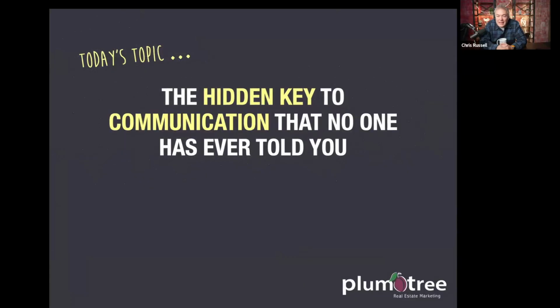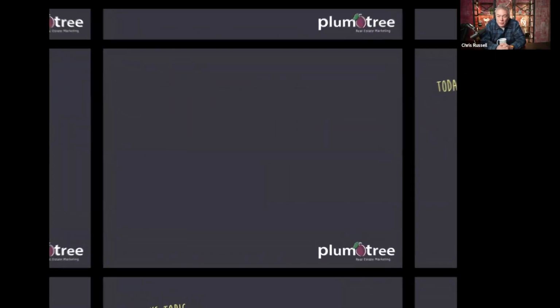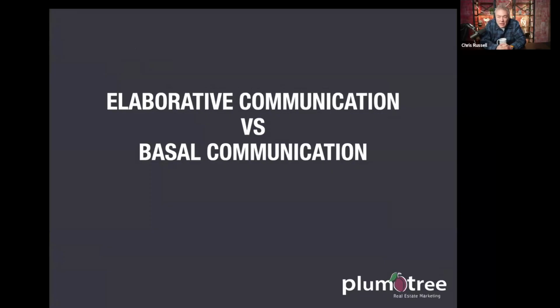So today I wanted to bring up a topic that I think is really important, and it's the hidden key to communication that no one has ever told you. Now, this is something I heard about when I was in graduate school. I actually have my master's degree in education, and I was a total education nerd, learned all the educational psychology stuff. I was a psychology nerd, to be honest. Loved it. Just really always thrived on that stuff. And the professor told us one day about this communication principle, and I've never heard anyone else talking about this other than me. He and I are the only two people on the planet talking about this. So I'm sure there's more, but the key has to do with elaborative communication versus basal communication, okay?